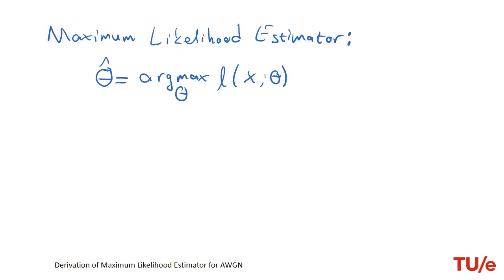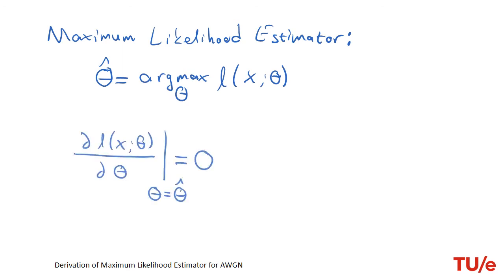Now, how does the maximum likelihood estimator work? The formal description that you see tells us that the maximum likelihood estimate of the parameter theta maximizes the likelihood function. That's obvious. This also means that if we take the partial derivative of the likelihood function with respect to the parameter theta and evaluate that partial derivative at the maximum likelihood estimate theta hat, we must obtain 0.